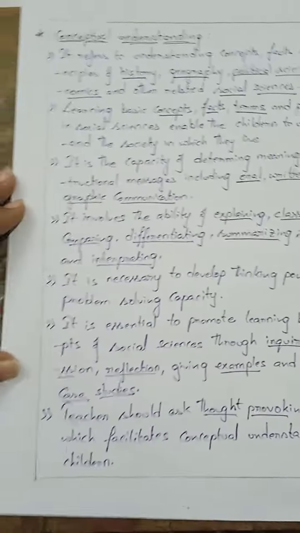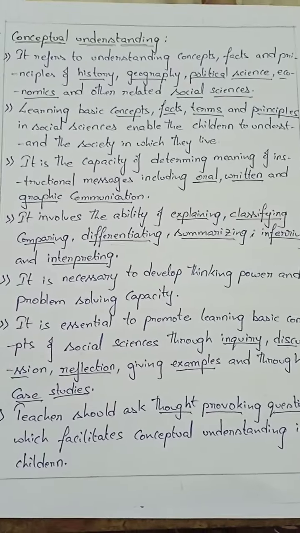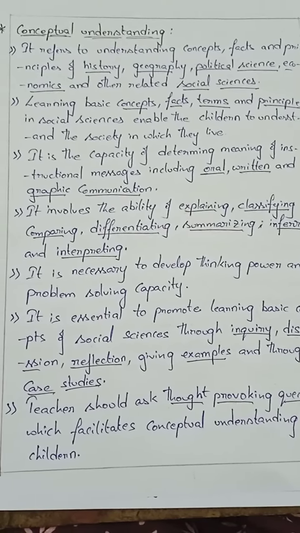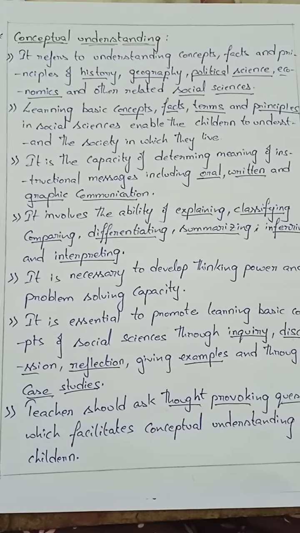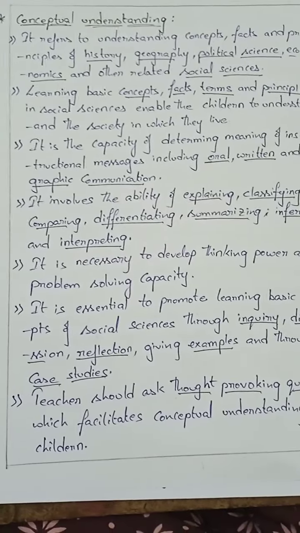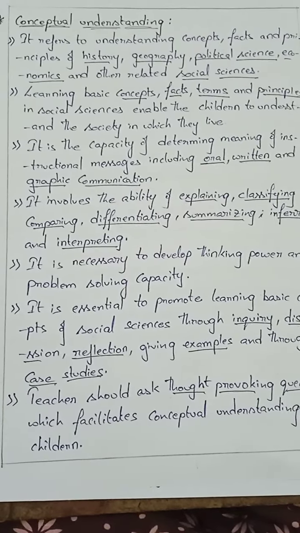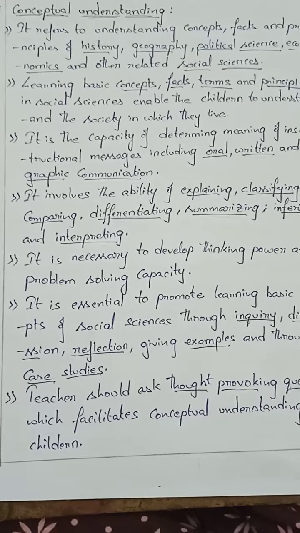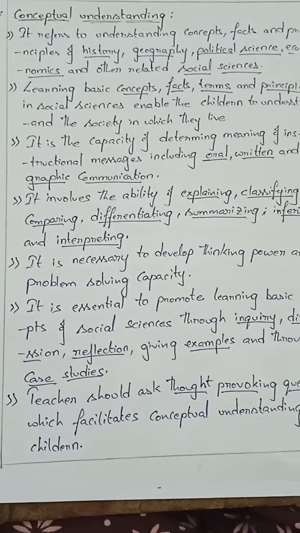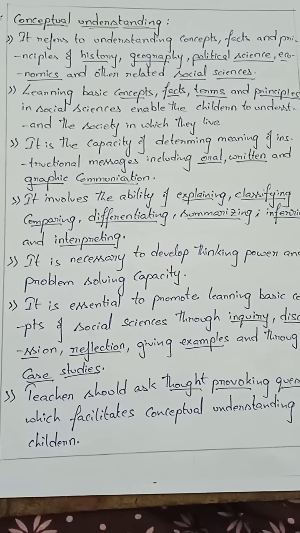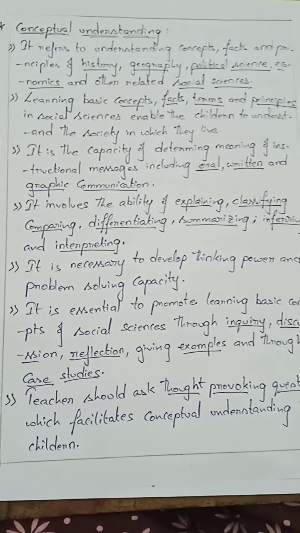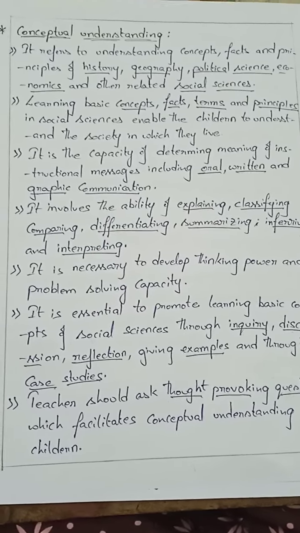Conceptual understanding. It refers to understanding concepts, facts, and principles of history, geography, political science, economics, and other related social sciences. Learning basic concepts, facts, terms, and principles in social science enables children to understand the society in which they live. It is the capacity of determining the meaning of instructional messages, including oral, written, and graphic communication. It involves the ability of explaining, classifying, comparing, differentiating, summarizing, inferring, and interpreting. It is necessary to develop thinking power and problem solving capacity.